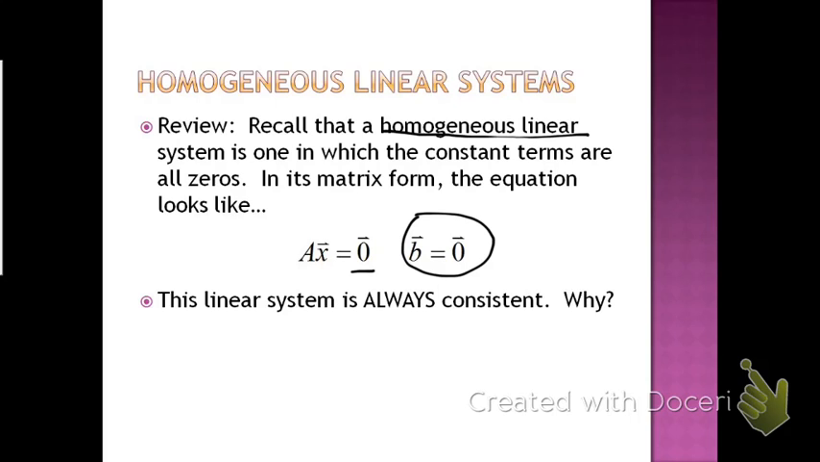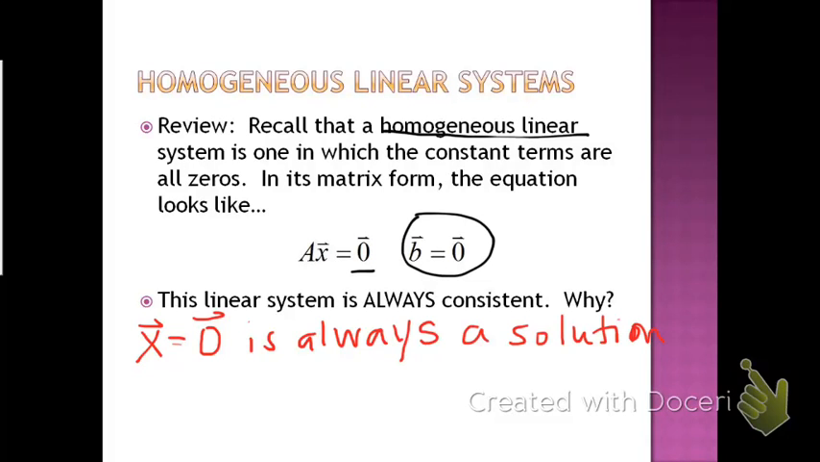Now we'll see that this linear system is always consistent. Why is this the case? Regardless of whatever our matrix A is, we notice that x equal to the zero vector is always a solution to this system. And we call this the trivial solution.